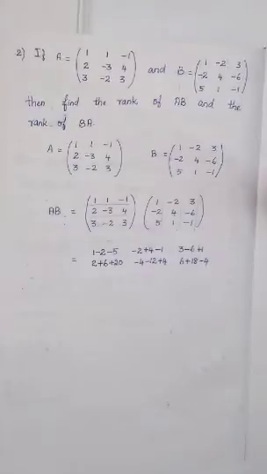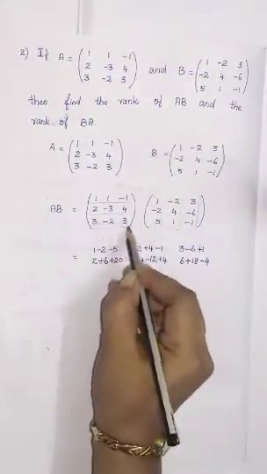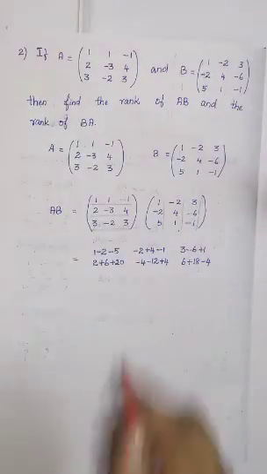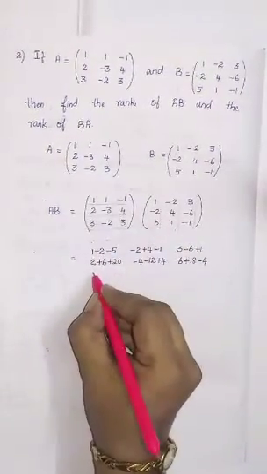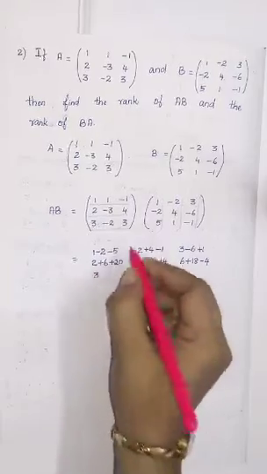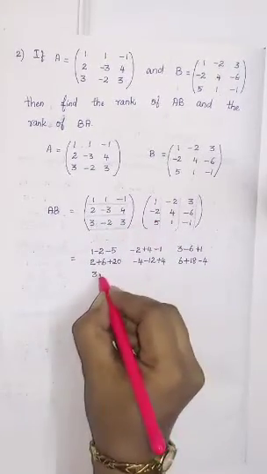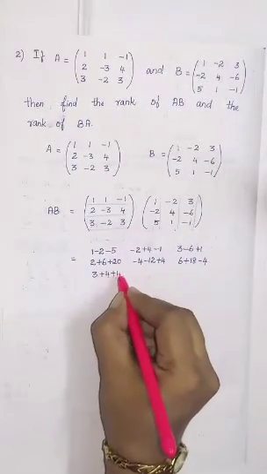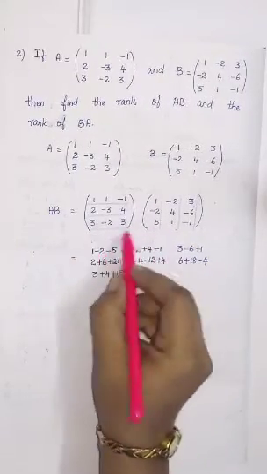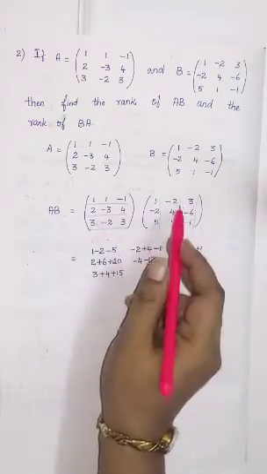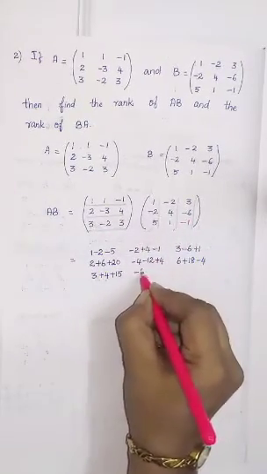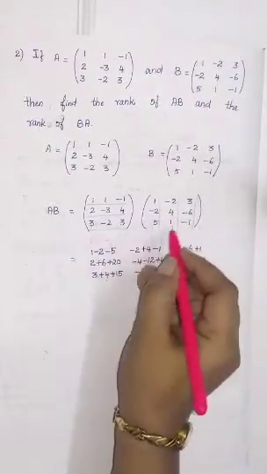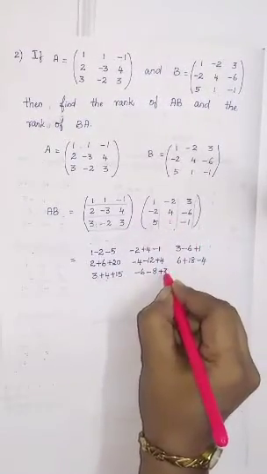Now with the third row, you'll have to do the same thing. Third row, first column, third row, second column, third row, third column. Okay. So 3 into this one, 3 ones are 3. Minus 2 into minus 2, you'll have plus 4. 3 into this 5, 3 5s are 15 with plus. Now third row, second column element. 3 into minus 2, you'll have minus 6. Minus 2 into 4 is minus 8. 3 ones are 3 with plus, so plus 3.